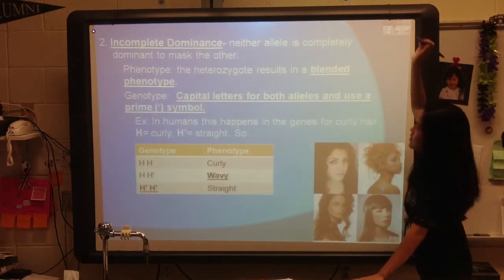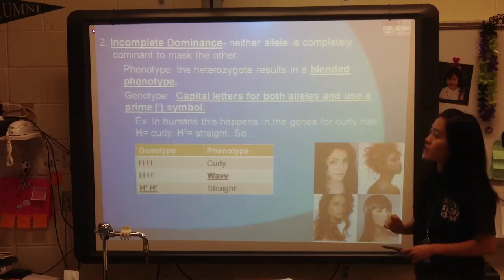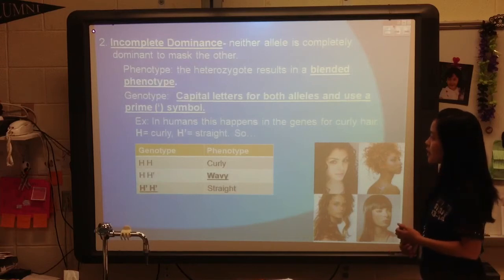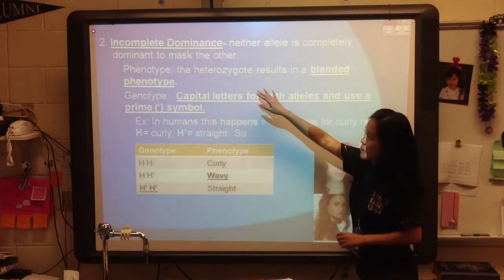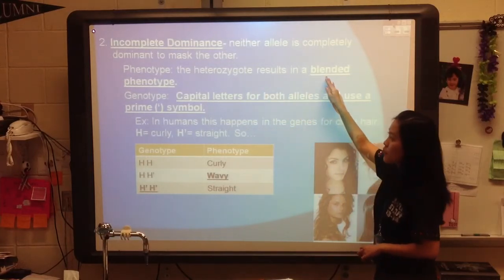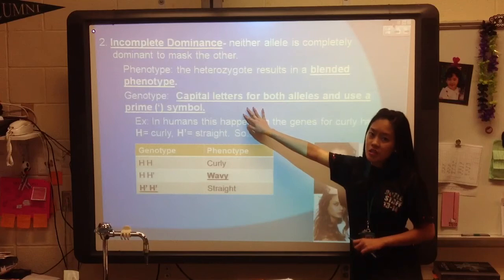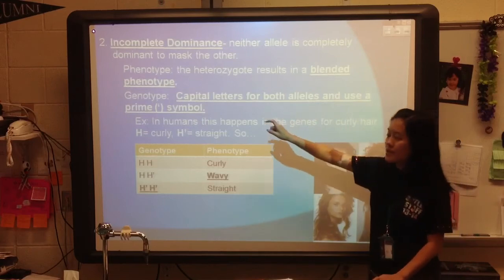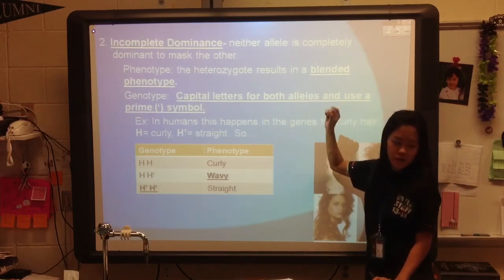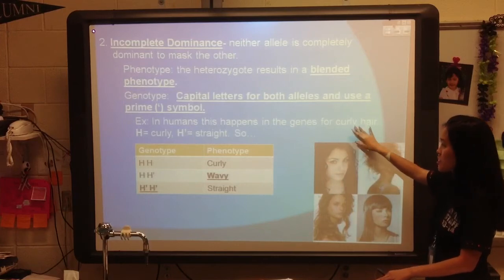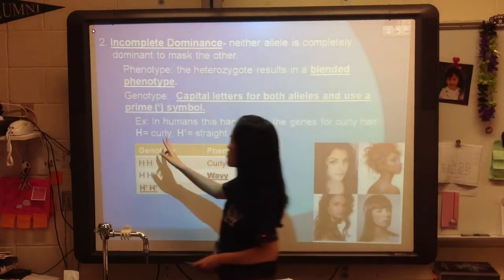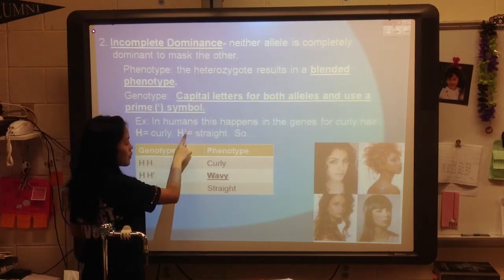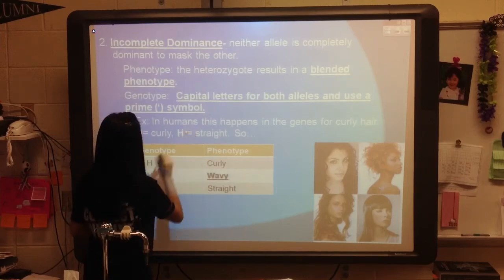Next we have incomplete dominance. Incomplete dominance is where neither allele is completely dominant to mask the other. When you're talking about the phenotype, the heterozygous genotype results in a blended phenotype. For our genotype, how do we write this down? Capital letters for both alleles and use a prime symbol. Prime almost looks like an apostrophe. In humans, this happens in genes for curly hair. So we're going to use a regular capital H for curly hair, and an H prime for straight hair. Notice there's that little prime there.